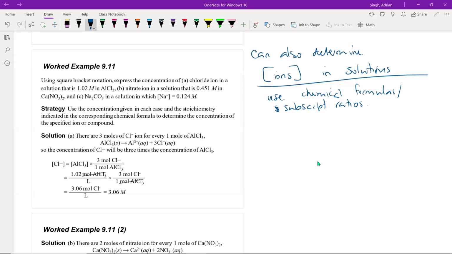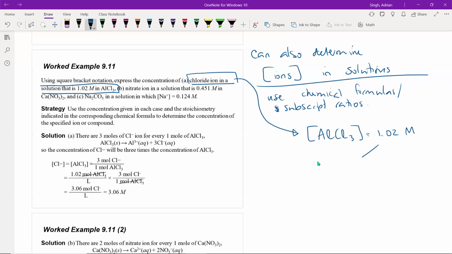All right, so it says, using square brackets notation, express the concentration of the chloride ion in a solution that is 1.02 molar in AlCl3. So let's take a look at that one specifically. We're given here the concentration of AlCl3 is 1.02 molar. What this means is that the concentration is 1.02 moles of the solute, aluminum chloride, AlCl3, for every liter of the solution that we have.